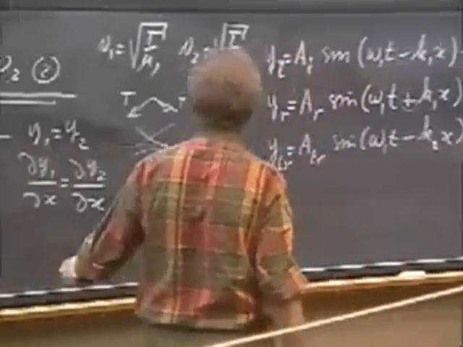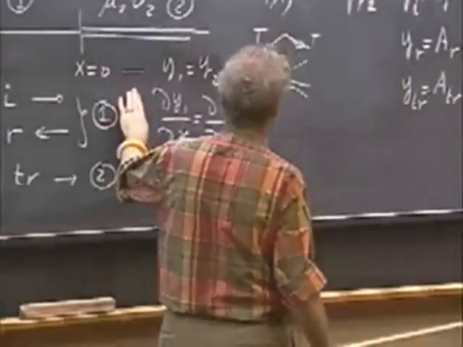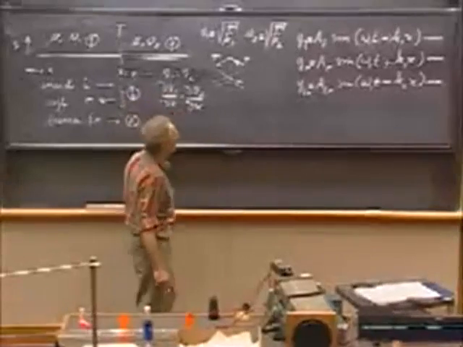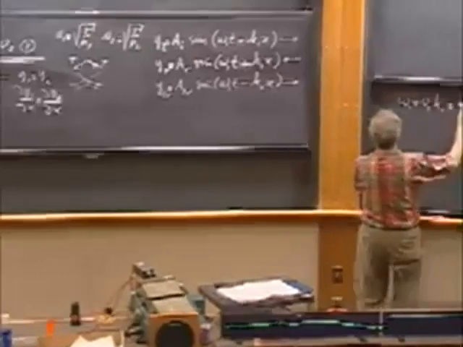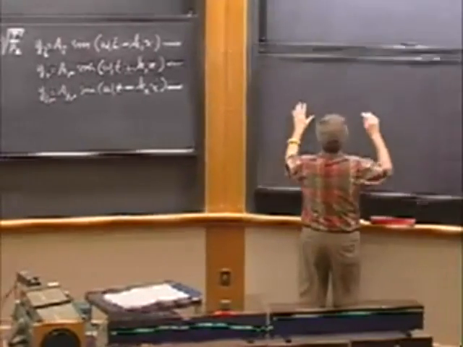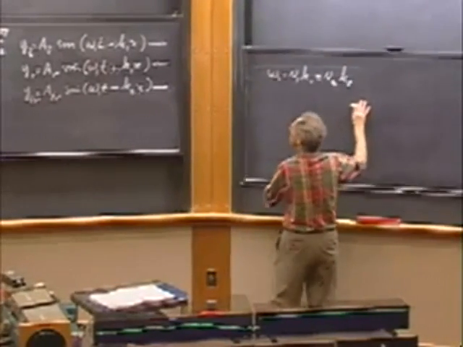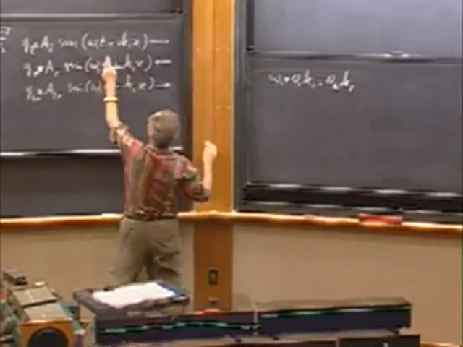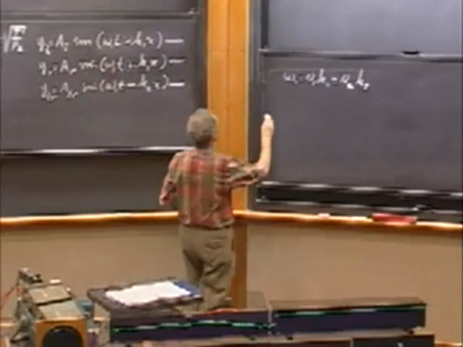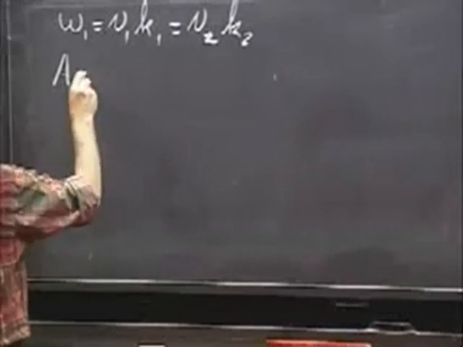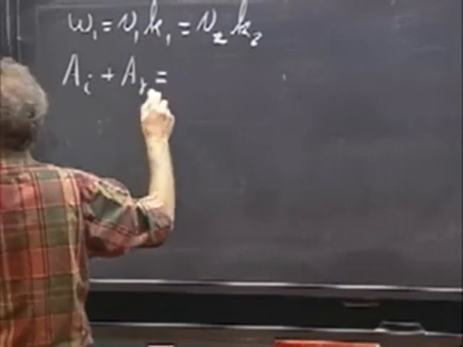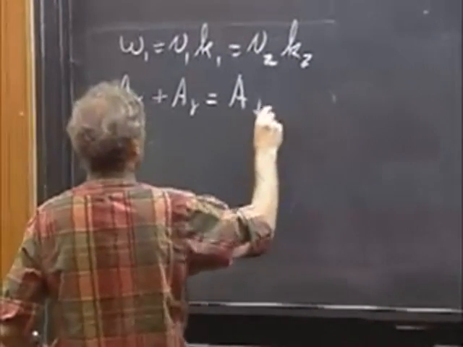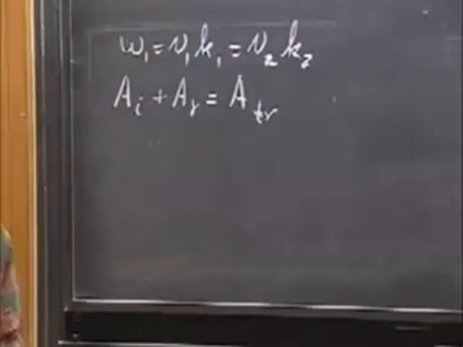So if now I go to my boundary conditions, y1 equals y2, which you see here, then I get that A of I, so x equals 0, at any moment in time, I must meet that condition. So A of I plus A of R must be A transmitted. If not, then the string would break.